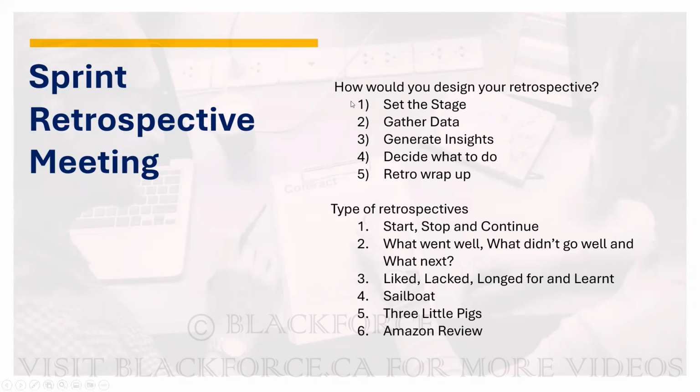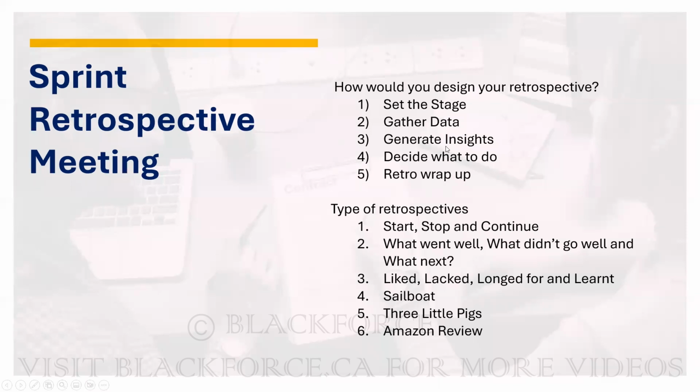Okay, so how would you design your retro? You set the stage, that's what I just described. Then the next thing you do is gather data. How do you gather data? You can gather data using different retrospectives. Those are the types of retrospective I listed here: start, stop, continue; what went well, what didn't go well, and what next; and also lag, longed for, length, sailboat, 3 little pigs, Amazon review. So these are the different types of retrospective you can use to gather the data.